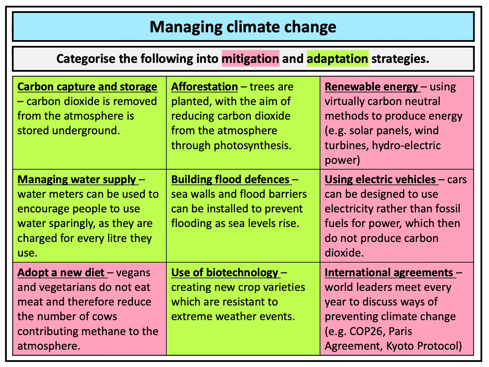So examples of international agreements are COP26, which happened in Glasgow this year, October to November 2021. We had the Paris Agreement, which was in 2016. And then we also had the Kyoto Protocol, which occurred in 1997.